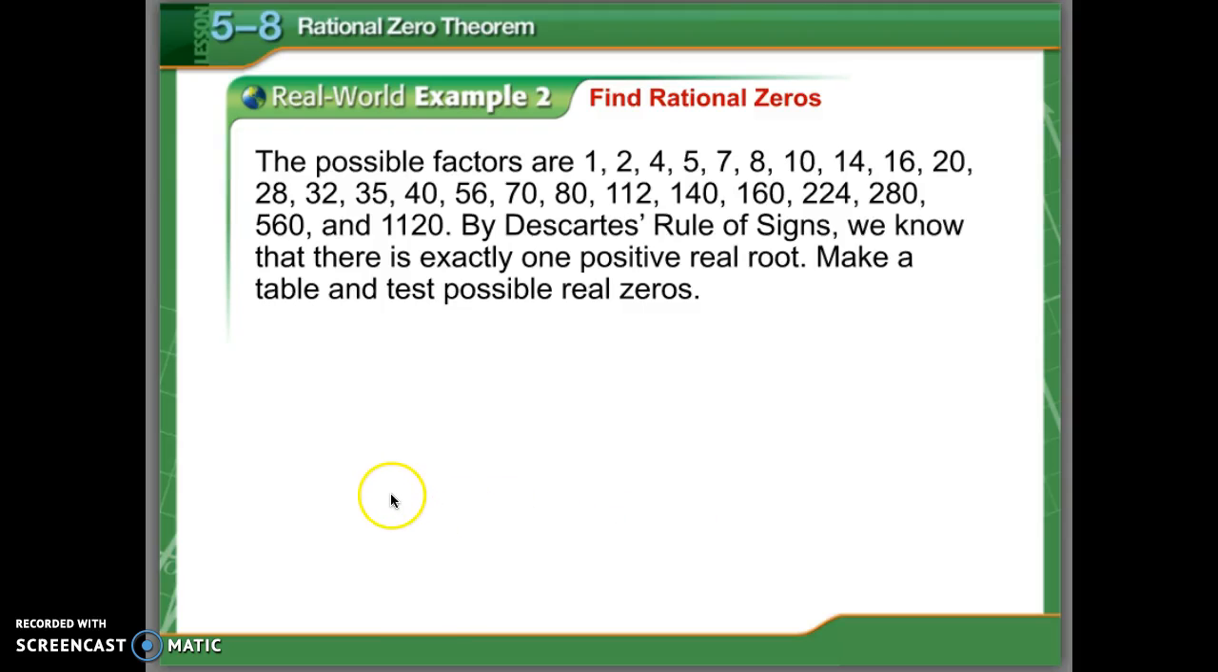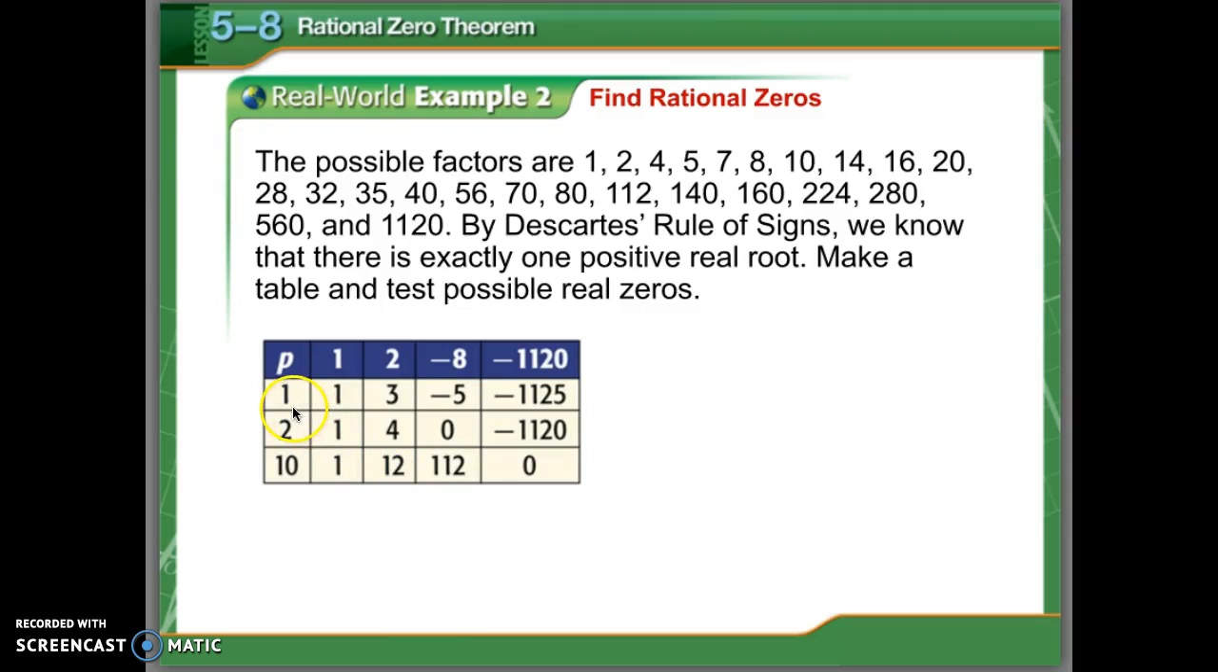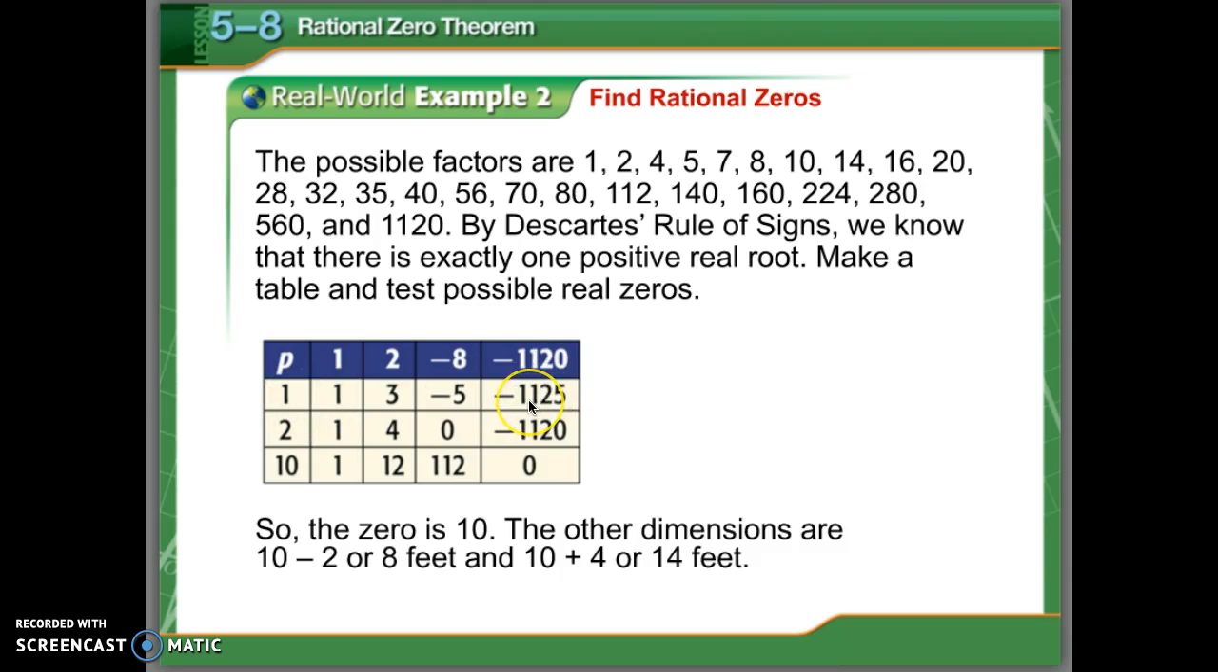And you can see from the table that they put on here, they tried the number 1 and they got a remainder of negative 1125. So they knew 1 wasn't the factor. Then they tried 2 and they got negative 1120. And they didn't show all the work for all the other numbers, but basically what they're saying is that they tried 1, 2, 3, all the way down to 10, and it took them until 10 to get a remainder of 0.